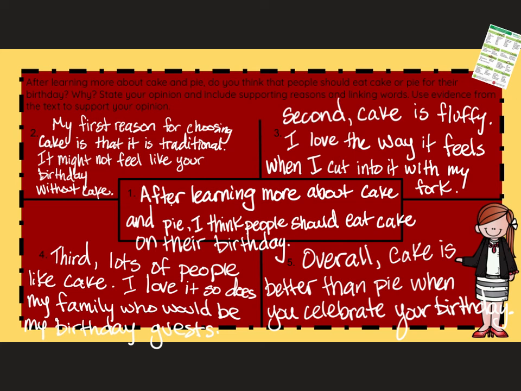I would read it through one more time with my rough draft, starting with box 1. After learning more about cake and pie, I think people should eat cake on their birthday. My first reason for choosing cake is that it is traditional. It might not feel like your birthday without cake. Second, cake is fluffy. I love the way it feels when I cut into it with my fork. Third, lots of people like cake. I love it. So does my family, who would be my birthday guests. Overall, cake is better than pie when you celebrate your birthday. The end, I'm done.